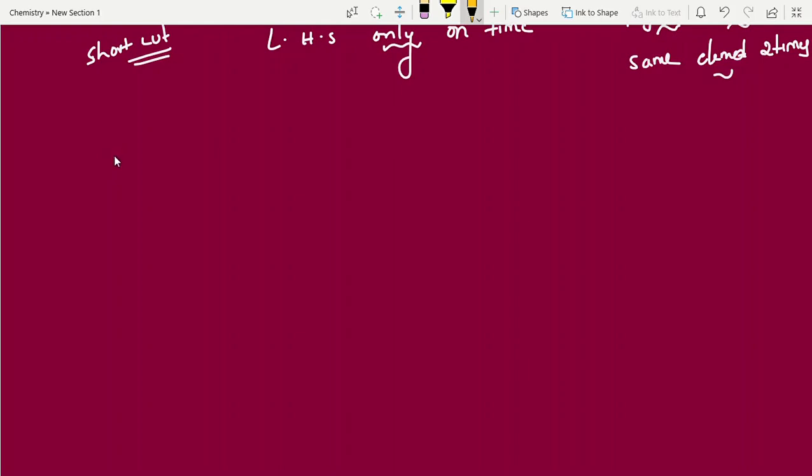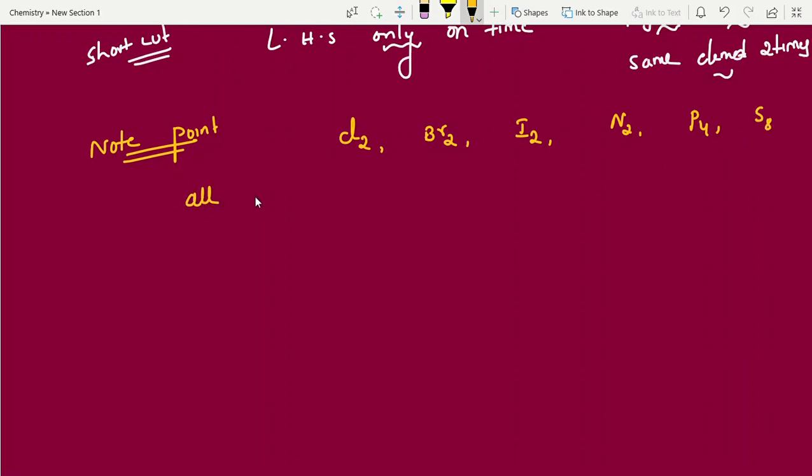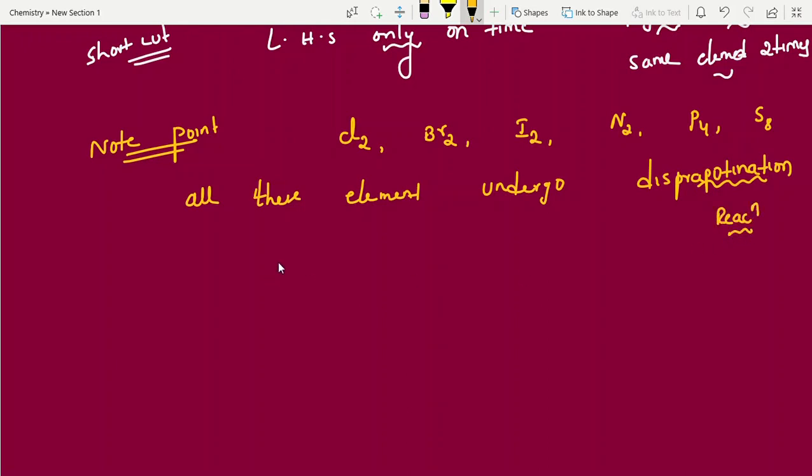Now the next one, a note point. Chlorine, bromine, iodine, nitrogen, phosphorus, sulfur, all these elements undergo disproportionation reactions. Clear? That's it.